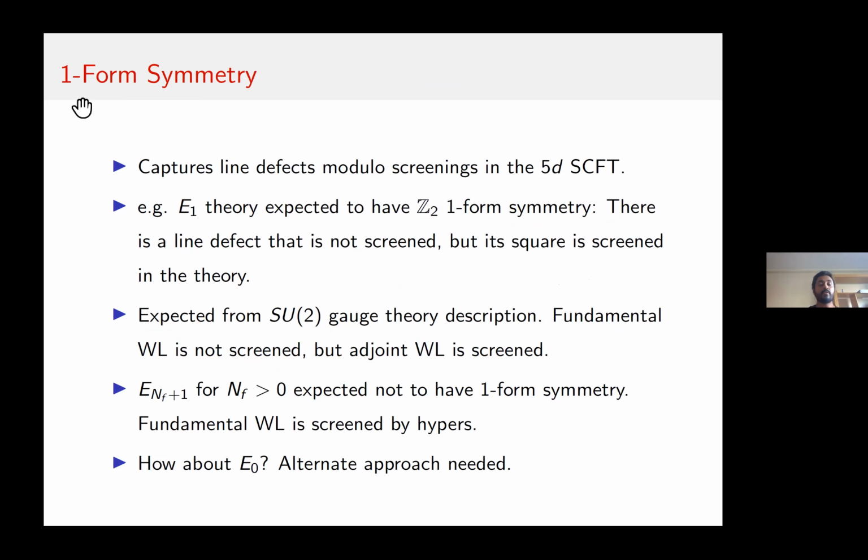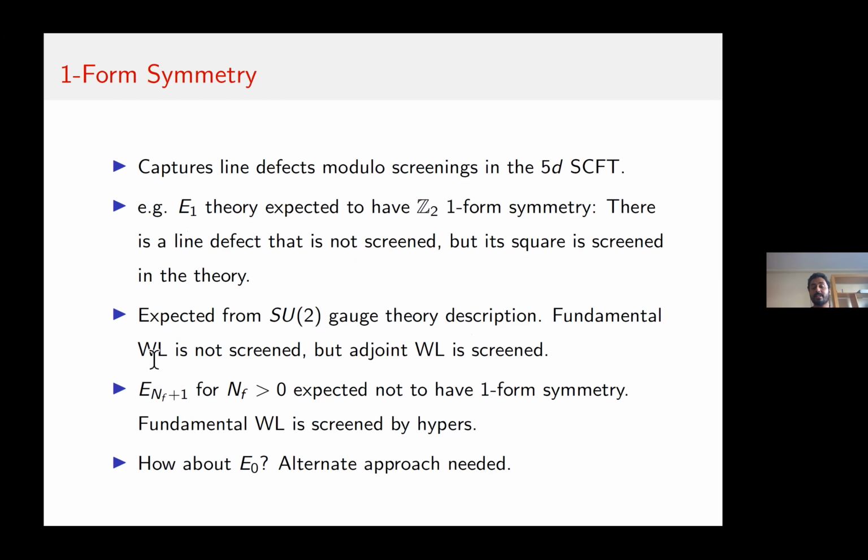So we want to study the one-form symmetry of 5D SCFTs. And it's famously known that one-form symmetries capture line defects in the theory, modulo screenings. So we want to study line defects modulo screenings in 5D SCFTs. For example, the E1 SCFT is expected to have a Z2 one-form symmetry, which means that there is a line defect which is not screened in the theory, but its square only contains screened objects. All the objects appearing in its square are screened. And this is expected from the SU(2) gauge theory description.